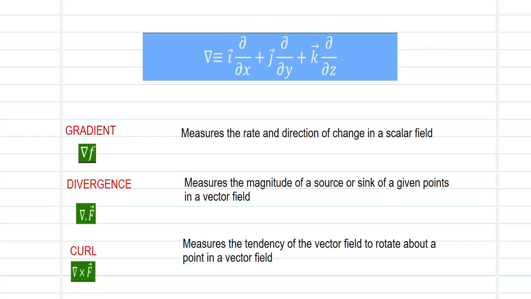We defined del, the vector differential operator, as i dou by dou x plus j dou by dou y plus k dou by dou z. Now this can take an input either as a scalar or as a vector. If f is a scalar that is given as an input to your del, then what gets generated is called the gradient, which measures the rate and direction of change in the scalar field.